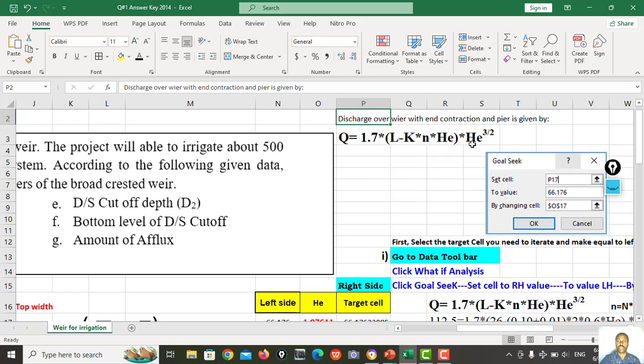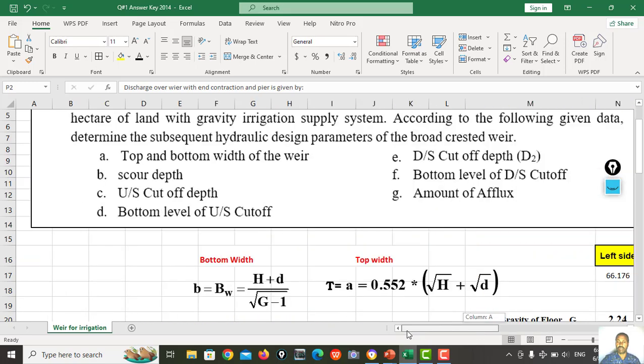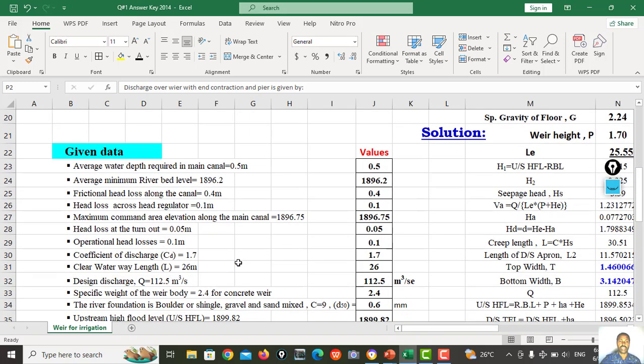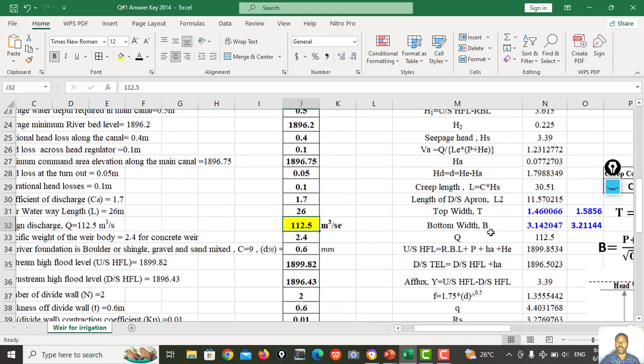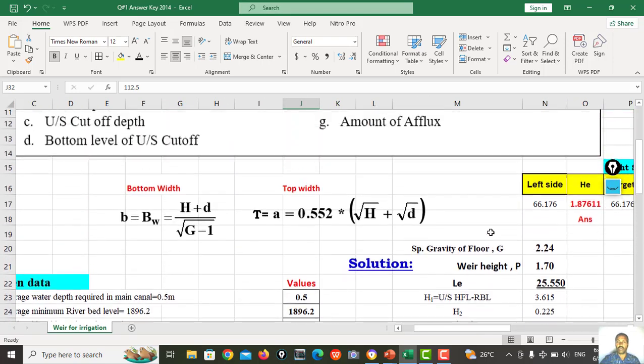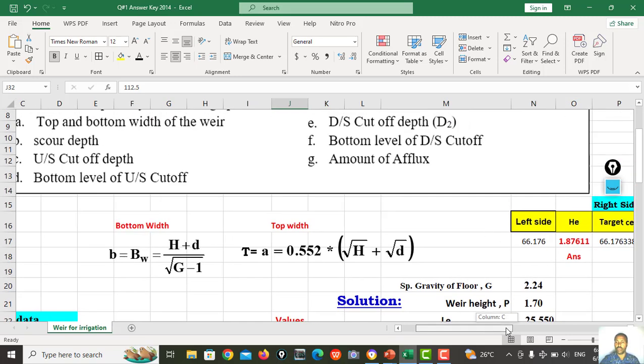First, you need to calculate this effective head. So you are given these parameters, values. Let me put them here. Each given value should be in a single set for Excel. So let's start from here. This is the discharge, which is the design discharge, 112.5 meter cube per second. Then how to find the effective head? Let me show you using Excel.